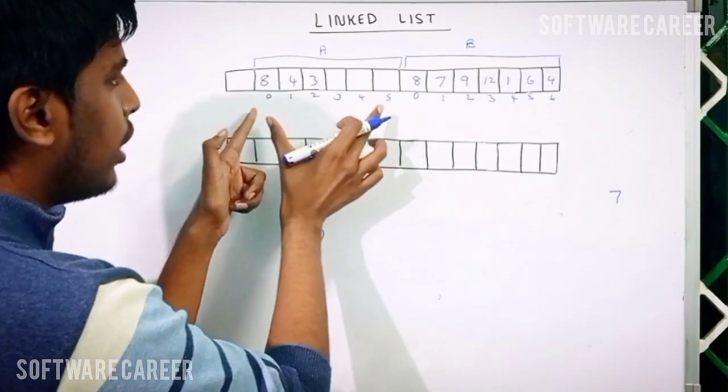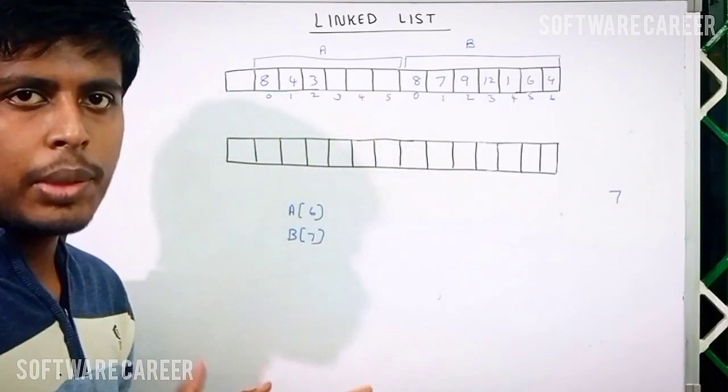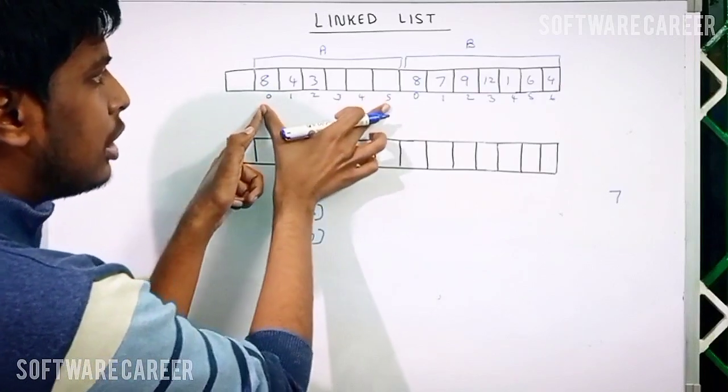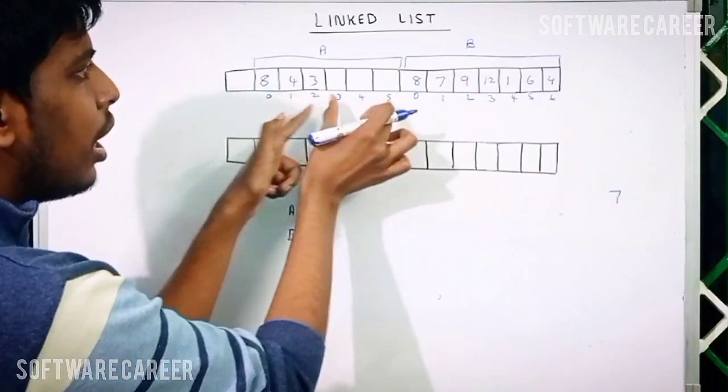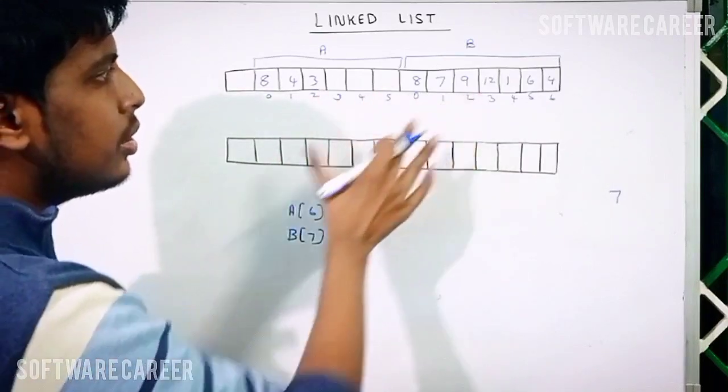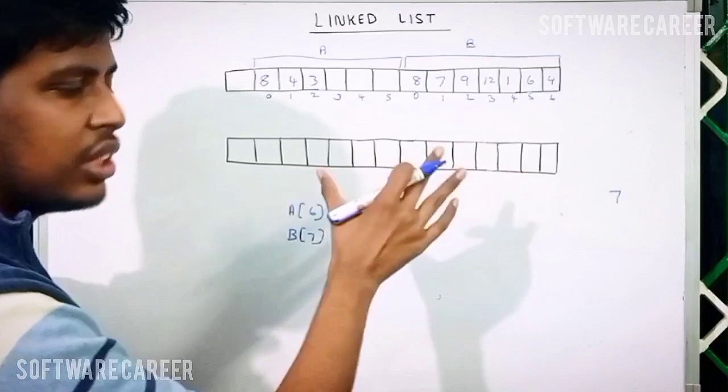This is the drawback of an array: you can't utilize the memory properly. You have 6 spaces, but only 3 are filled. The other 3 spaces are empty, but you can't utilize that space. So a linked list is used for removing this drawback.